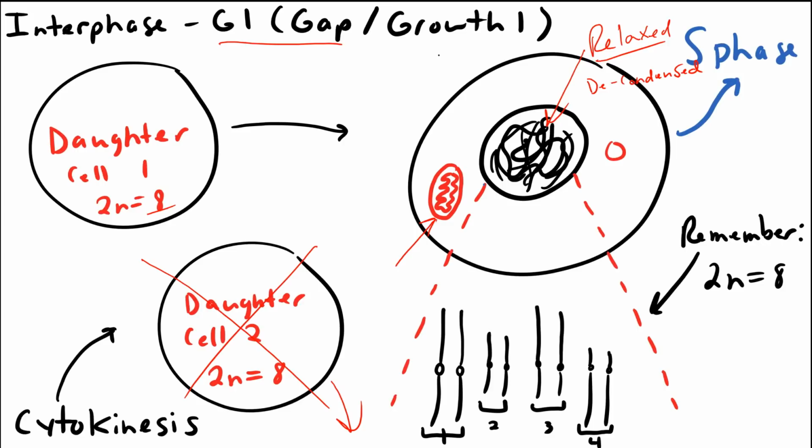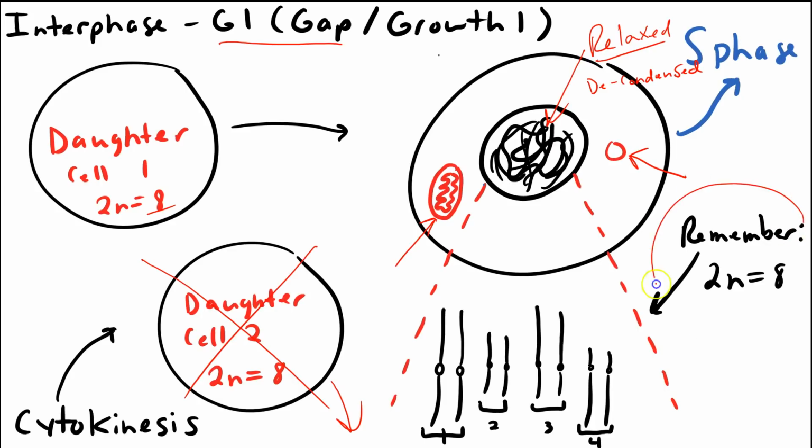You can also see a single centrosome here. We lost the other centrosome to the other daughter, so eventually we're going to have to duplicate another centrosome and make some more centrioles down the road.